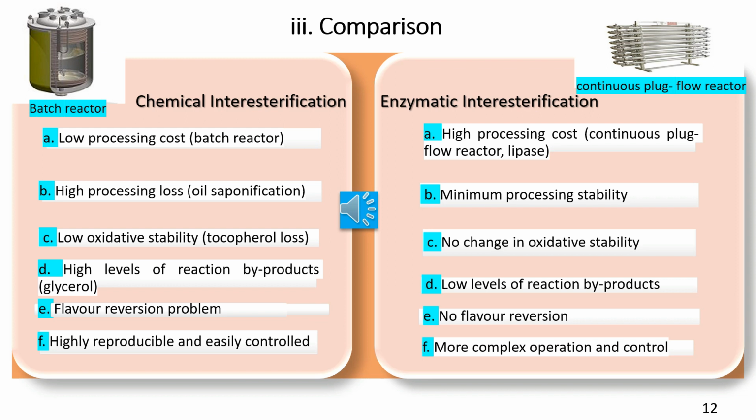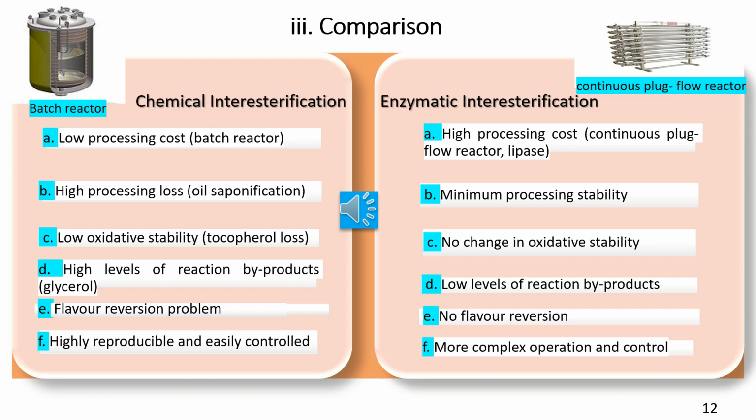A high level of reaction byproducts, for example glycerols, occurs in the chemical interesterification, while in the enzymatic interesterification, a low level of reaction byproducts occurs. In chemical interesterification, the flavor reversion problem occurs, which can change the flavor of an oil, while in the enzymatic interesterification, no flavor reversion occurs, so the oil remains in its original form and no flavor change can occur.